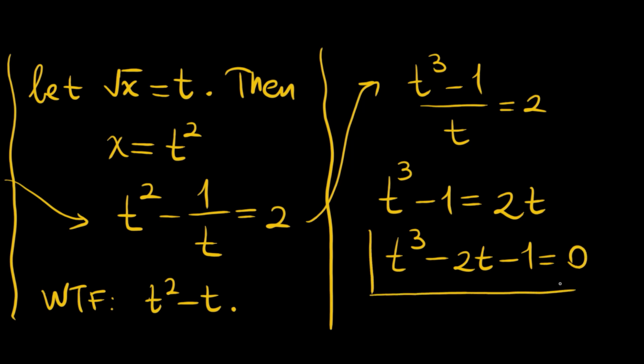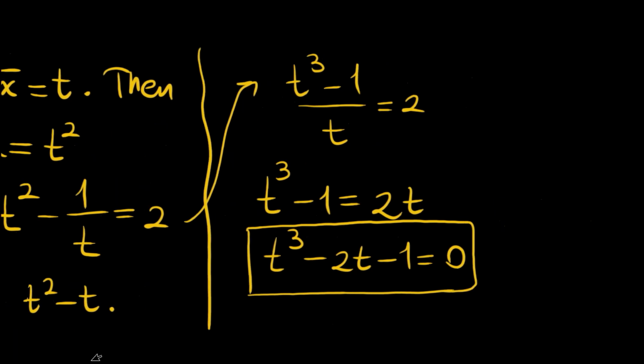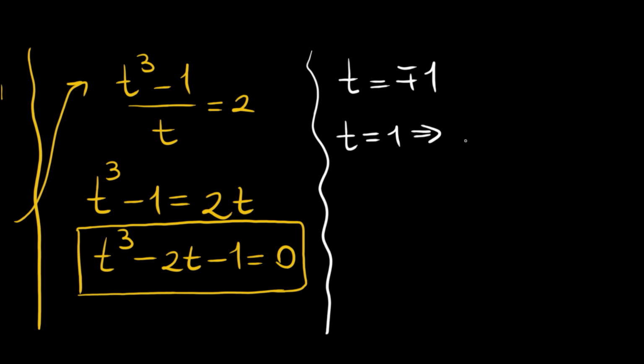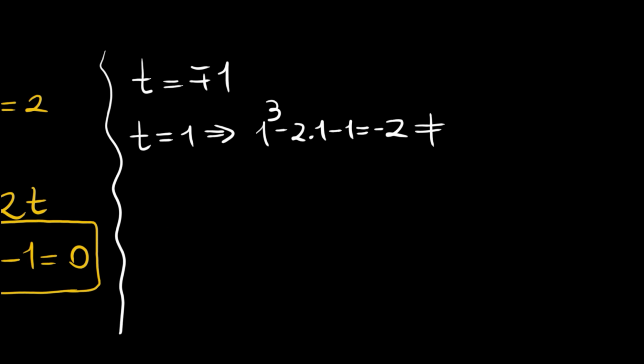This is a cubic and needs to be solved. Now how to solve such a cubic? We should find a root from the rational zero theorem. We will check t = ±1. If t = 1, then we have 1³ - 2·1 - 1, but this is equal to -2. This is not equal to 0.